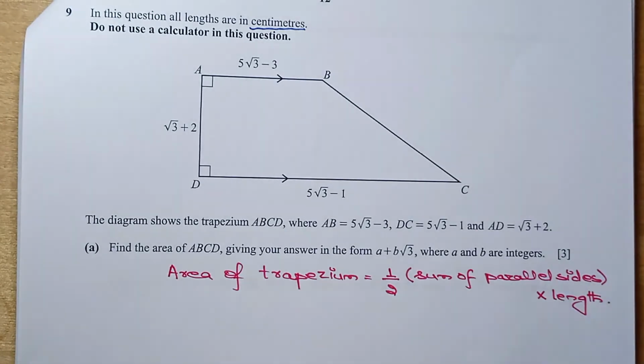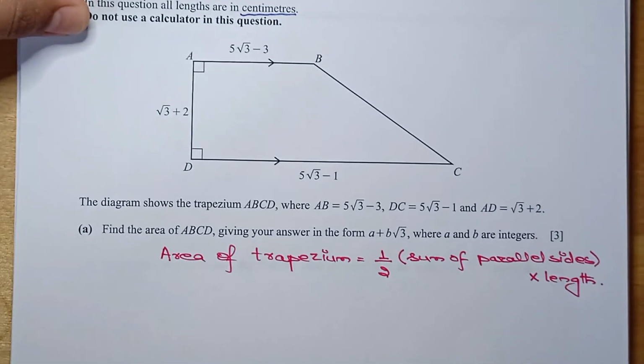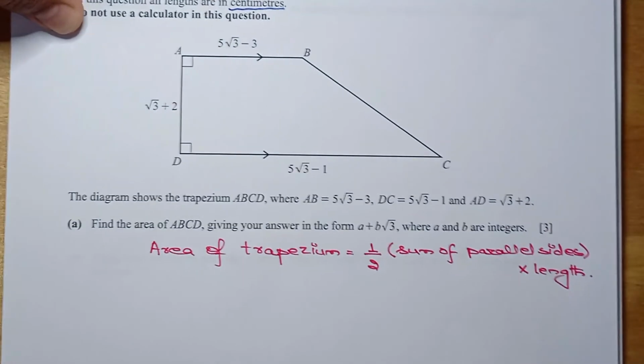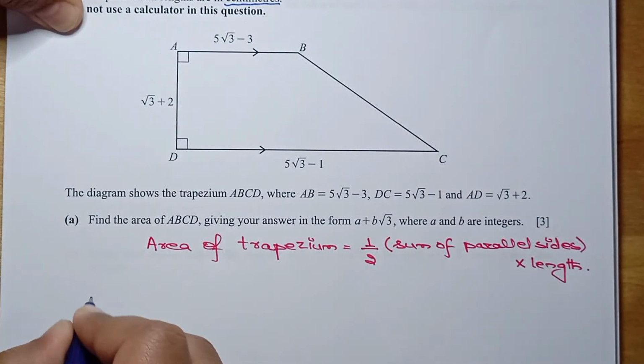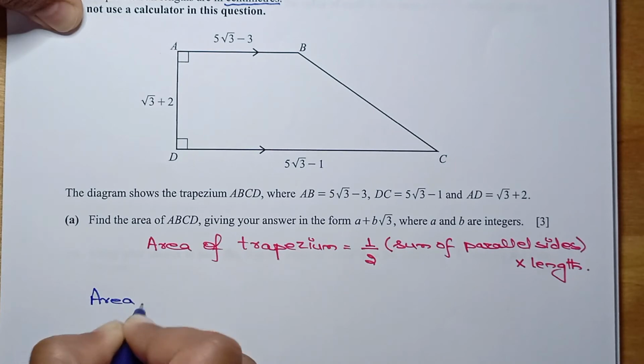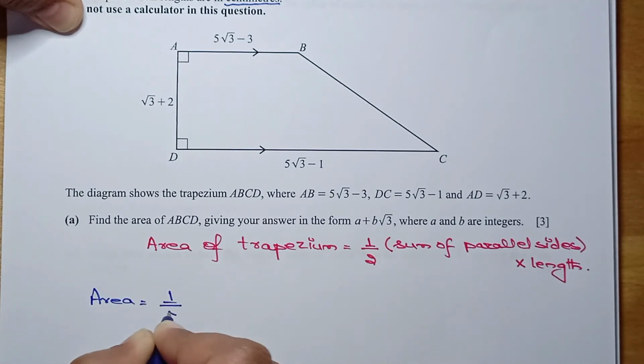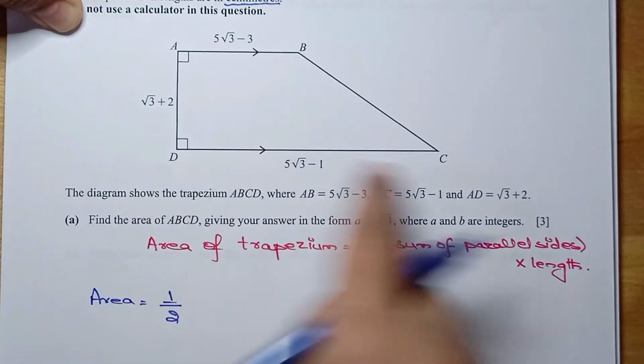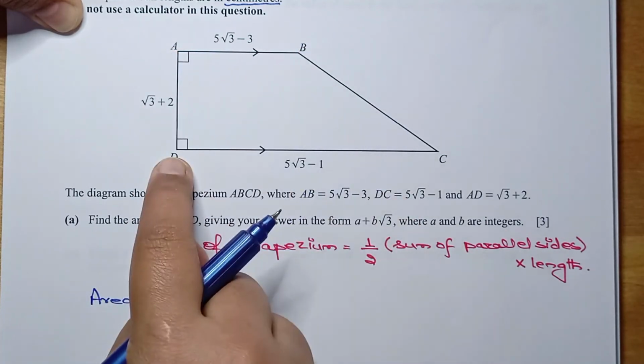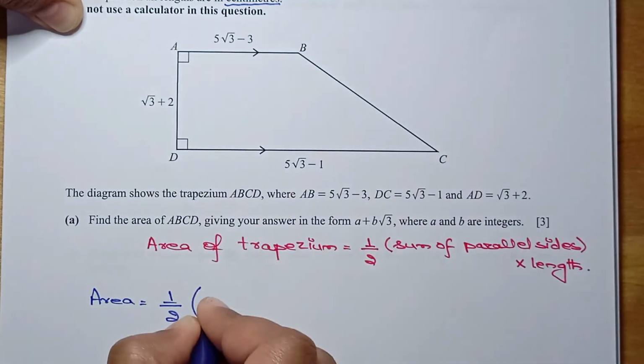This is the formula for area of a trapezium. So let me use this formula to get the area in this form. So we have area will be 1 by 2 sum of parallel sides. These two are parallel sides. AB is parallel to DC. So we need to do the sum.